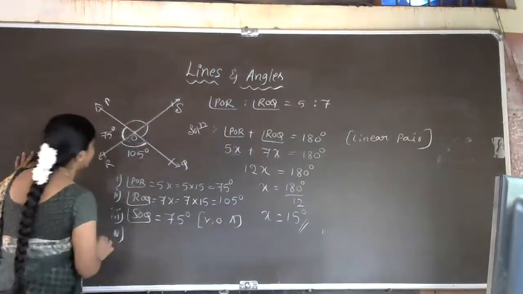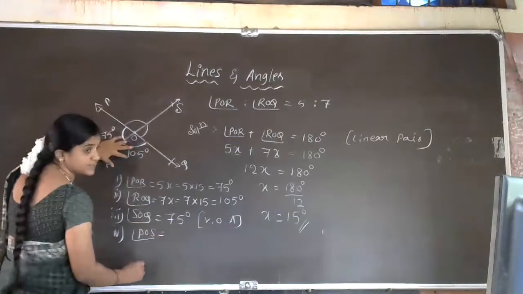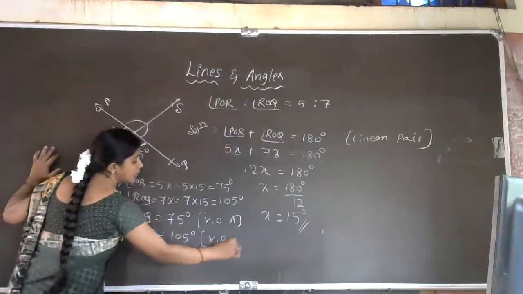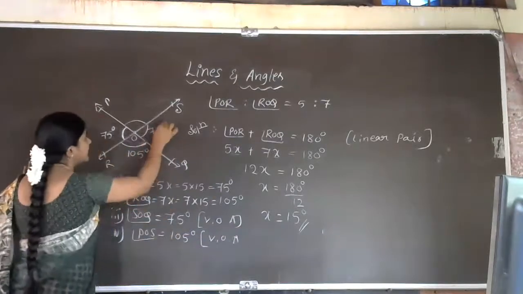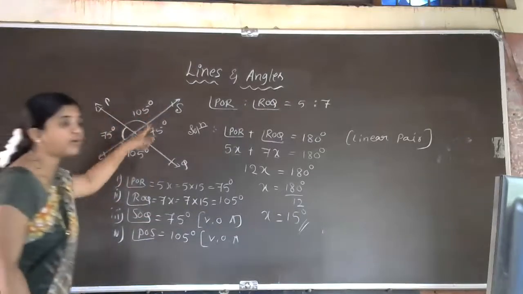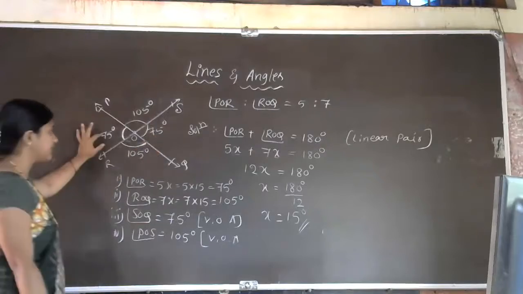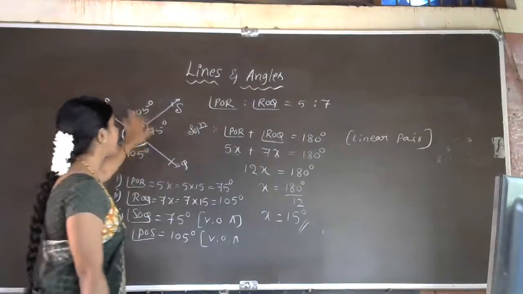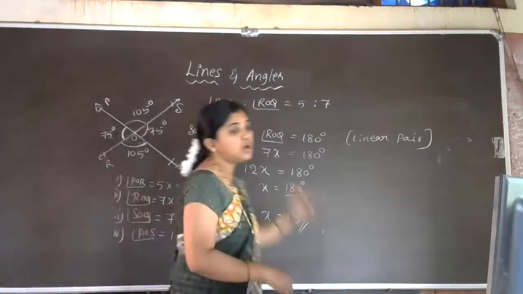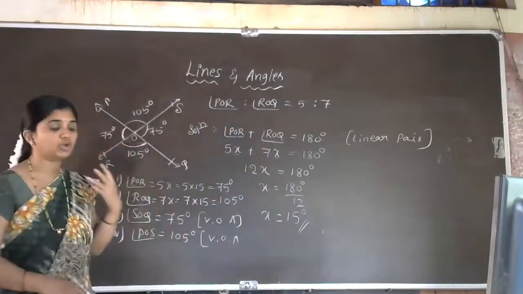Next, the fourth angle is POS. For the POS angle, the vertically opposite angle is 105 degree. So this is 75 degree and this one is 105 degree. Here we got all the four angles. Is that clear, students? 75, 105, 75, 105. So this is the easy method to work out all the angles in the diagram when two lines intersect each other at one common point.